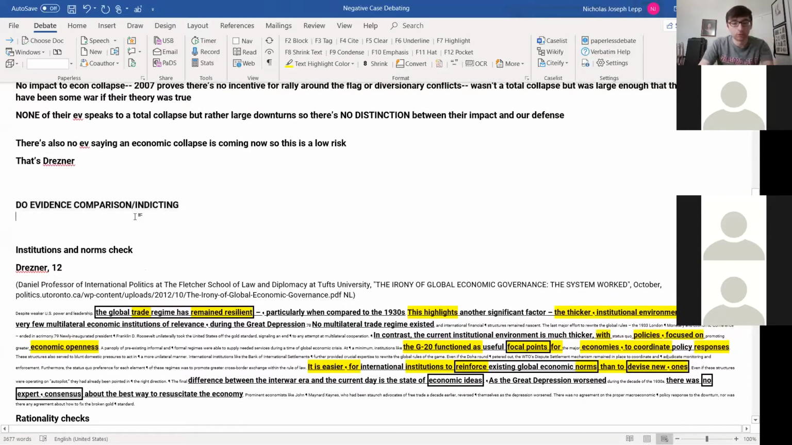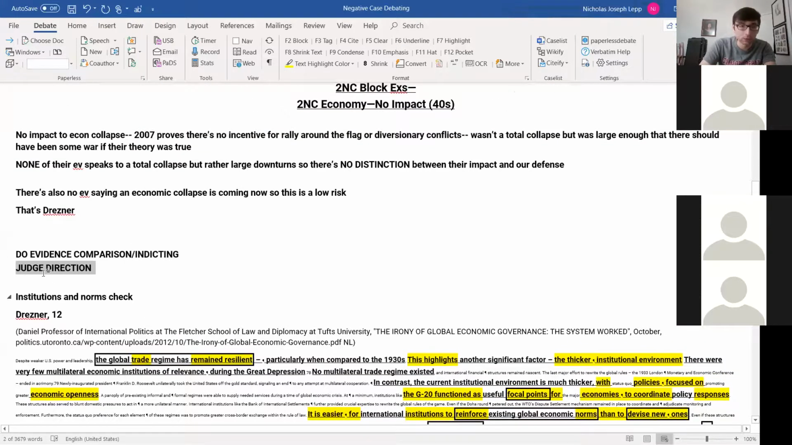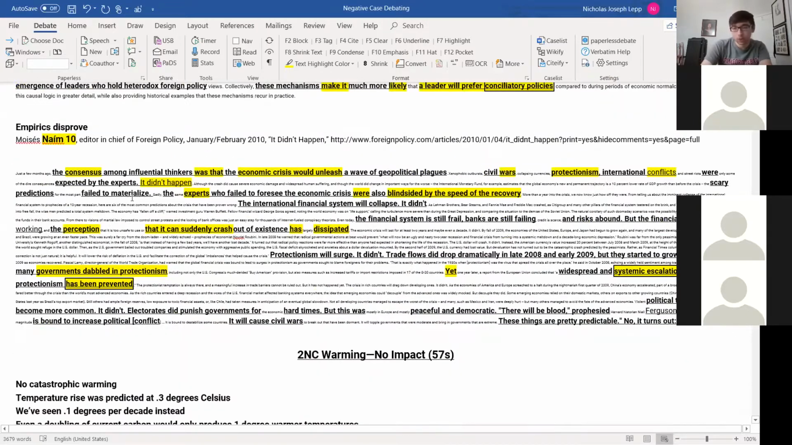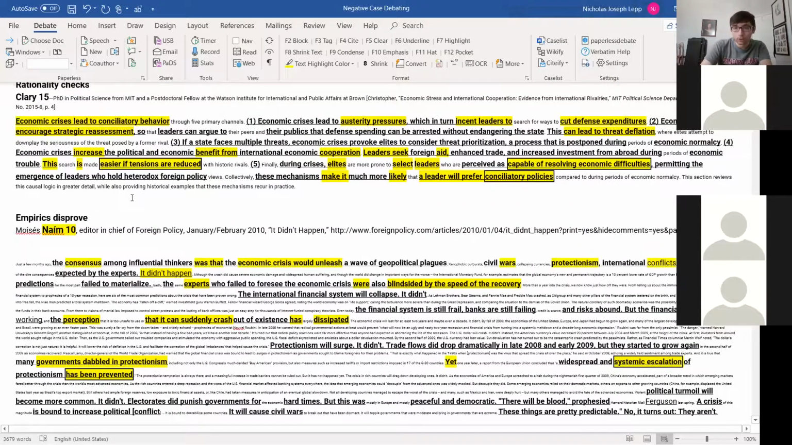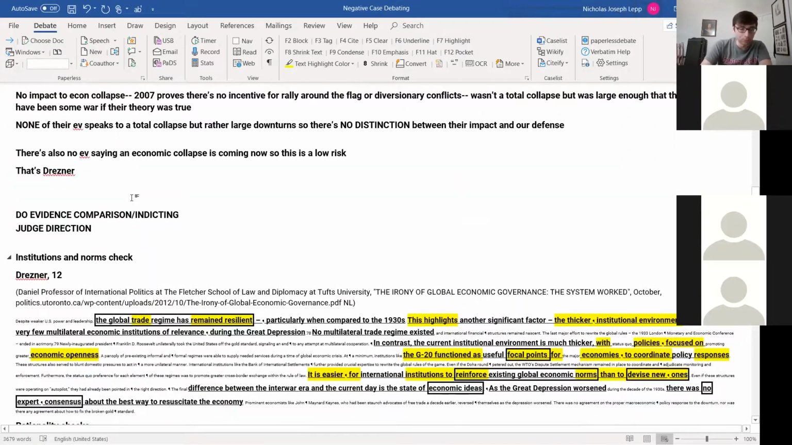And then same thing with judge direction. But you'll notice that I've got some judge direction up in here already, right? None of their ev speaks to a total collapse, rather large downturns. So there's no distinction between their impact and our defense, right? That's some judge direction. So this is a low risk, some judge direction, right? It's not the best, I was going to need more of it when I got down here, but I got some of it in there. And then I would read 3 new cards because I knew that I wanted to go for no impact econ collapse. So I was ready to read a whole bunch more cards.